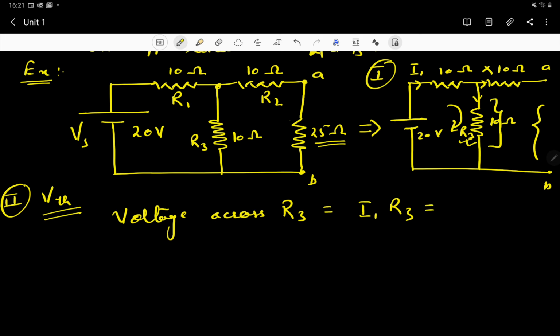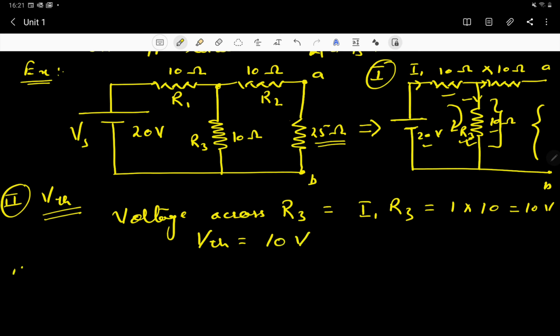Now if you look at this circuit, here this is 10 ohm and this is 10 ohm, so adding them in series gives 20 ohm. And 20 volts is given here, so the current becomes 1 ampere only. All right, so R3 is the resistance, R3 is 10 and the current should be 1 ampere. So the voltage will become 10 volts. So VTH we have calculated here is 10 volts.